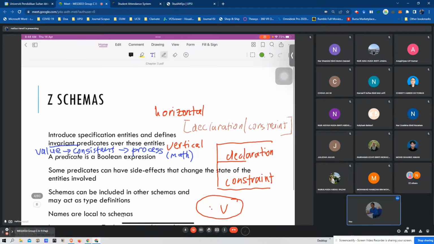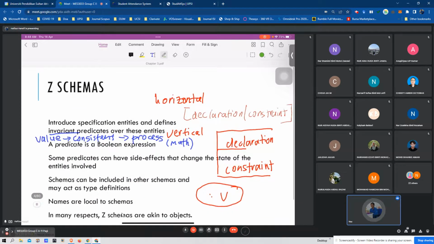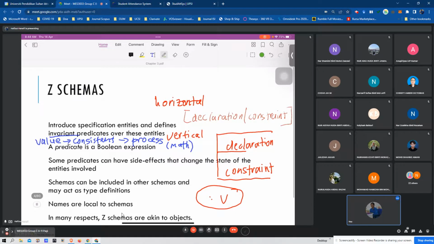For the rank schema, they have two types. The first one is horizontal, like this. We have a declaration, and then we have a constraint. For the vertical type, we have the declaration separated by this bar, these lines. We have a vertically split declaration and constraint.